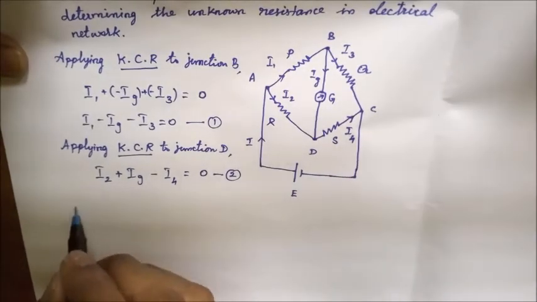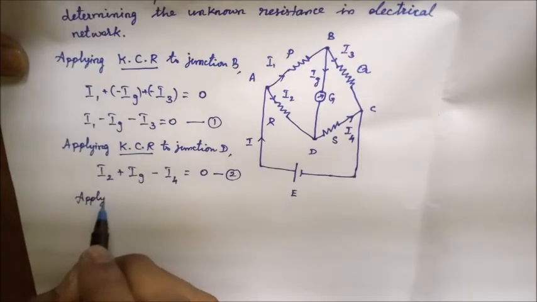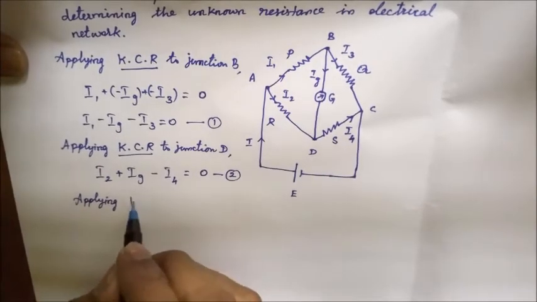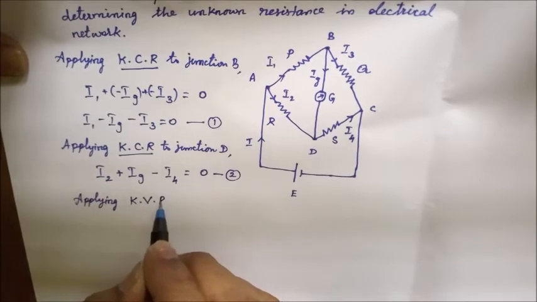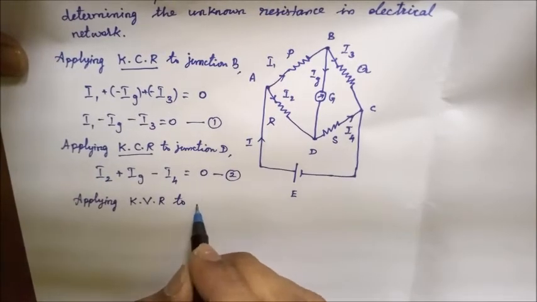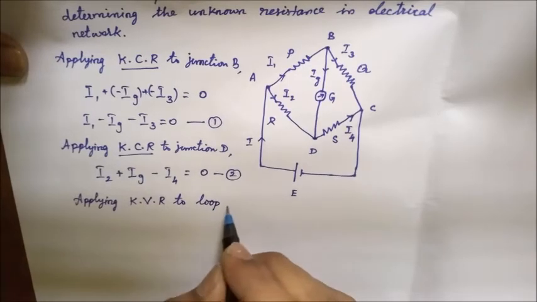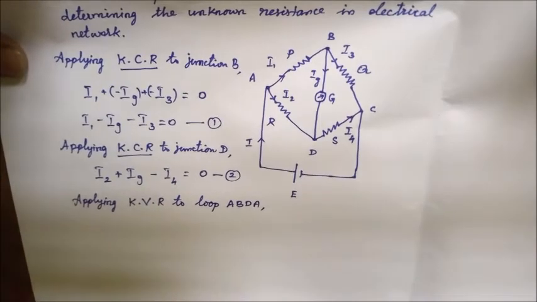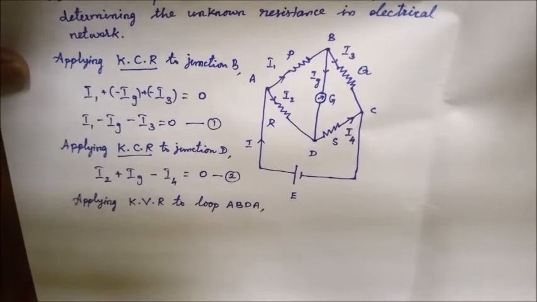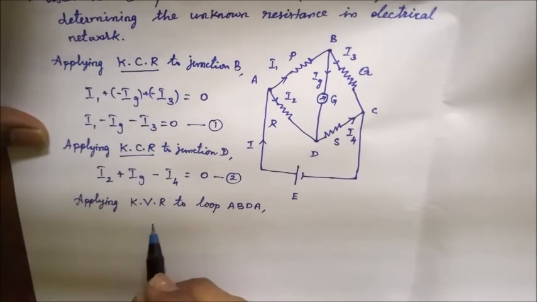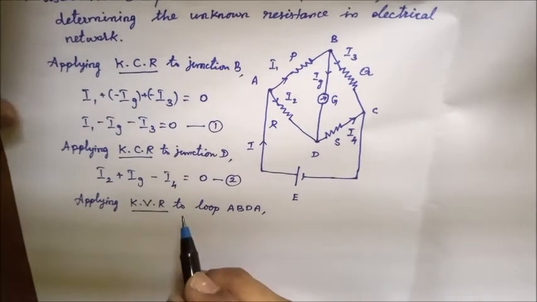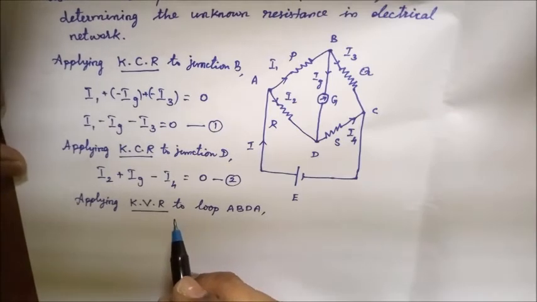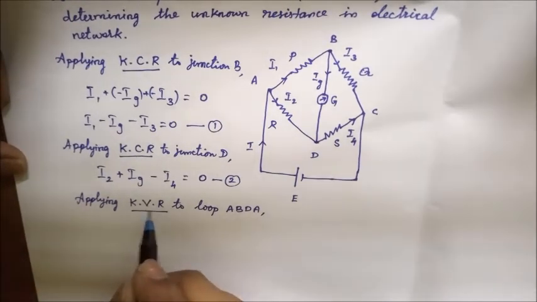Next, applying Kirchhoff's voltage rule to loop A, B, D, A. So here we have to take a loop A, B, D, A. In this loop we have to apply Kirchhoff's voltage law, or loop rule. Okay, so Kirchhoff's voltage rule.